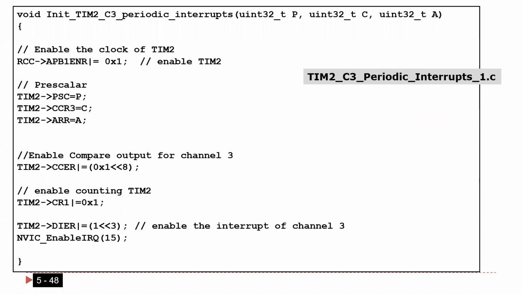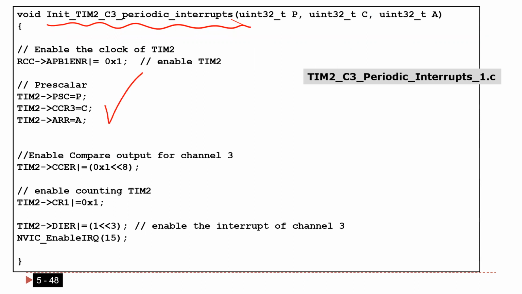If you look at this program, it is exactly similar to the previous one. I created a new function called periodic interrupts. It's channel 3, timer 2. If you look at this code and compare it to the previous code, it's exactly the same code, but I just added something. So let's see what I added here.